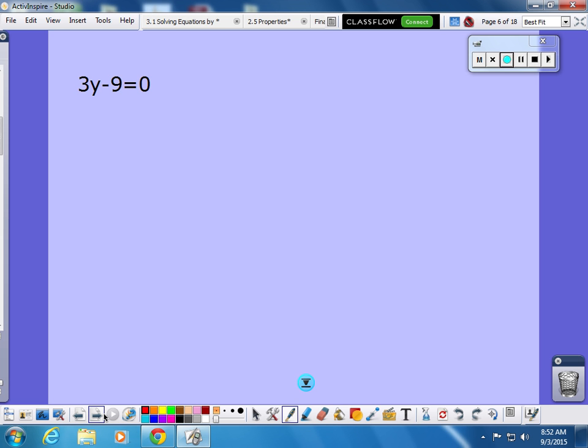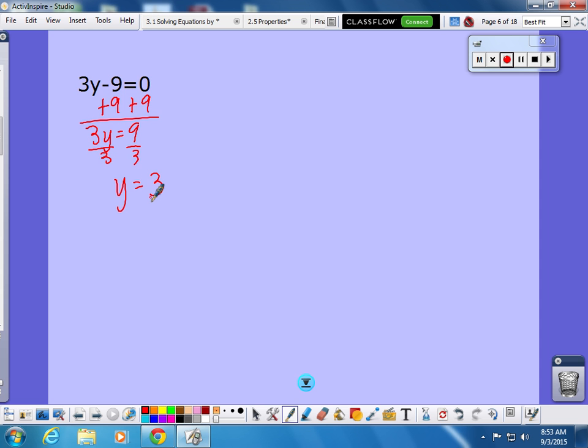Let's solve for y. What would we do first? This is a simple equation. We could have done this way early in the chapter. What would we do to both sides? Add 9, and then divide by 3. Y is equal to 3.